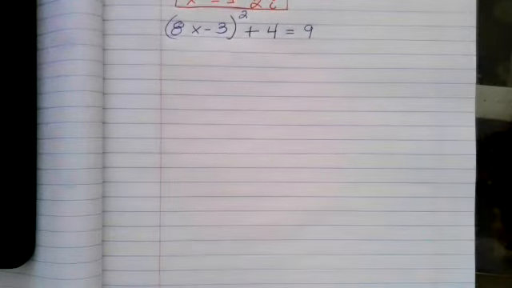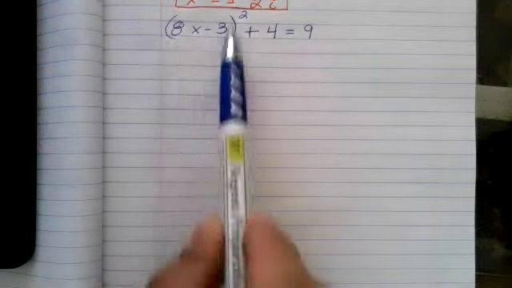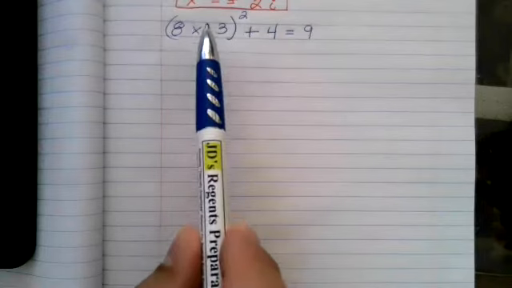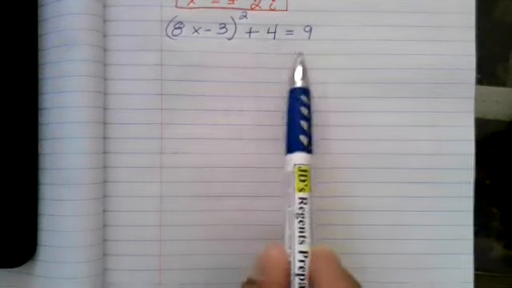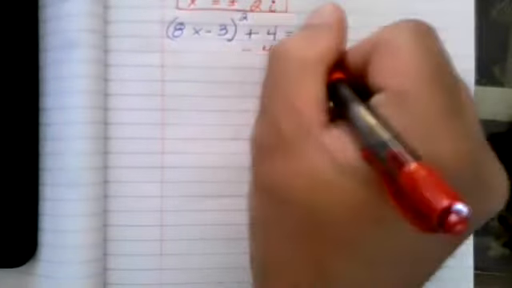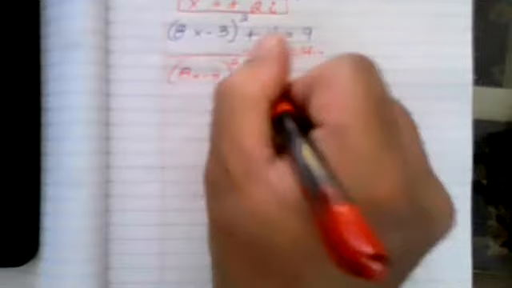Don't get ahead of yourself with this one. My square value is this whole binomial. So let's isolate this whole binomial. I'm going to subtract 4 from both sides of the equation. So I'm going to have 8x minus 3 squared is equal to 5.